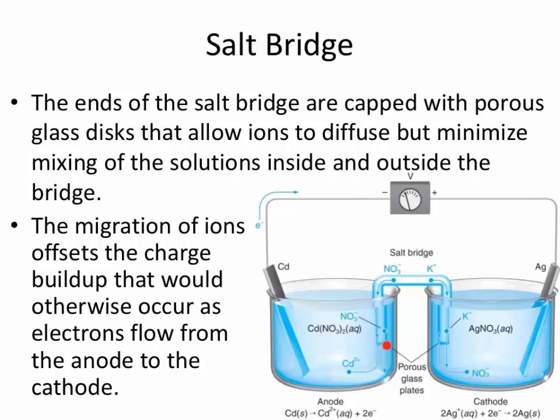That is, we've got these porous glass discs down here, and those discs allow some of these ions to pass through, but minimize the intermixing of our cadmium nitrate on this side with our potassium nitrate inside there, and then on the other side with our silver nitrate and potassium nitrate. That is, we basically want to prevent our silver ions from going through the salt bridge and over here and reacting directly with our cadmium ions over here. Now, the migration of ions offsets the charge buildup that would otherwise occur as electrons flow from the anode over here to our cathode.